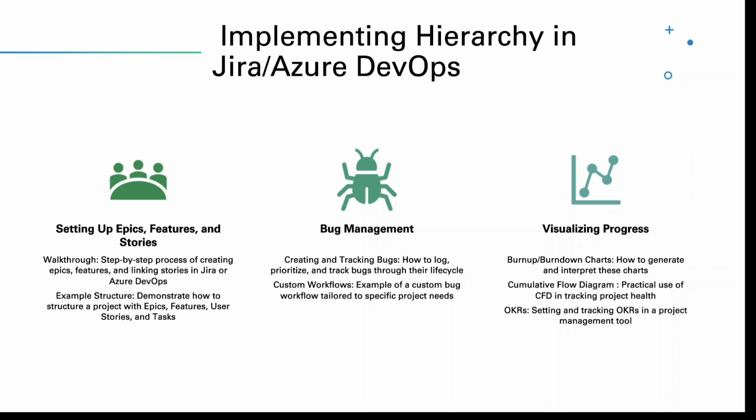Then we have to track bugs or defects, so we can do bug management. We can check our custom workflow for our custom bug, for tracking our bugs and all. Also we can see the visualizing process with the help of a dashboard. So we can create the cumulative flow diagram, we can create the burn down chart, and we can see the OKR settings for the OKR tracking project and all. Those things we need to implement in our project management tool.